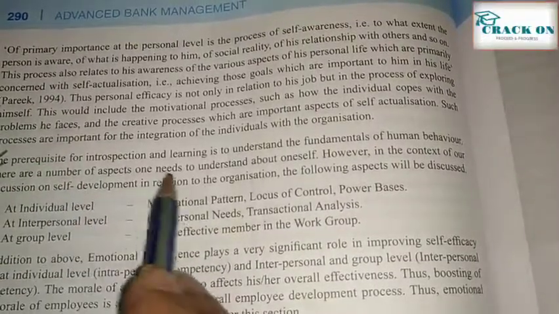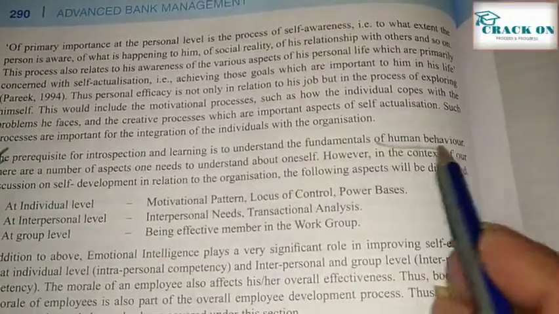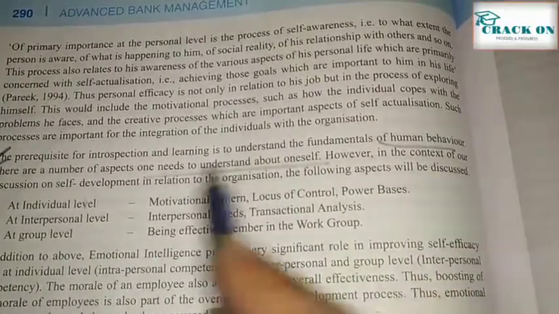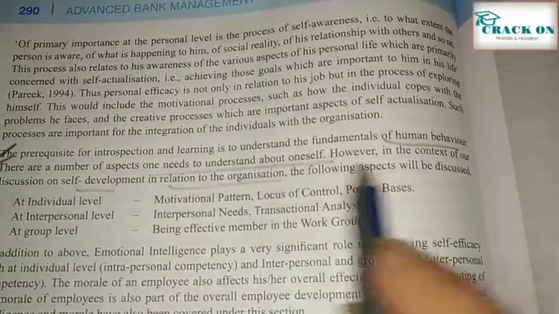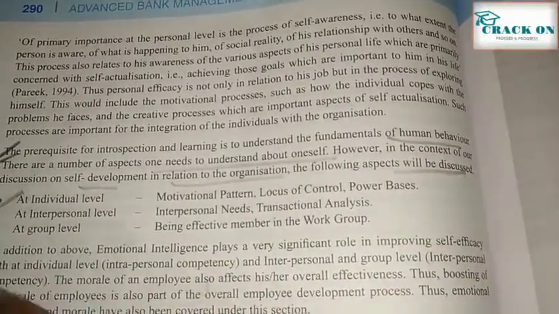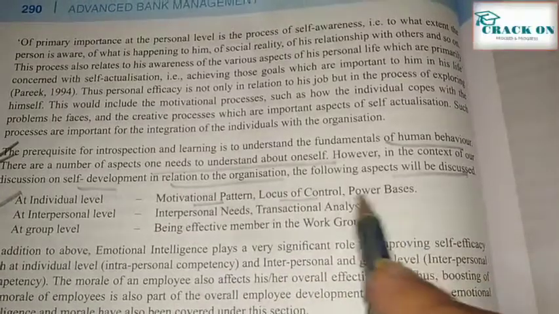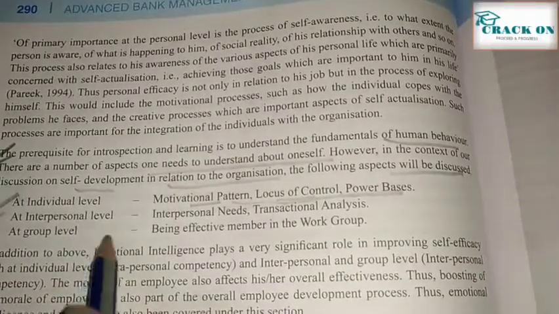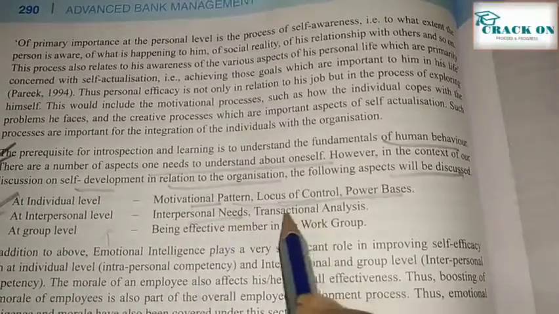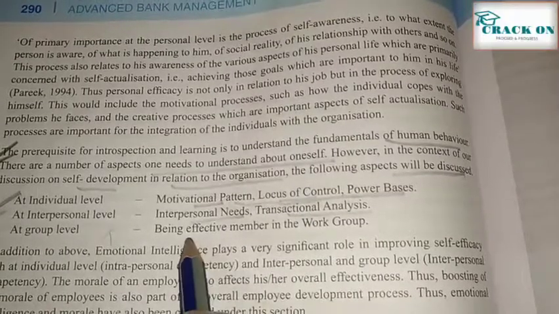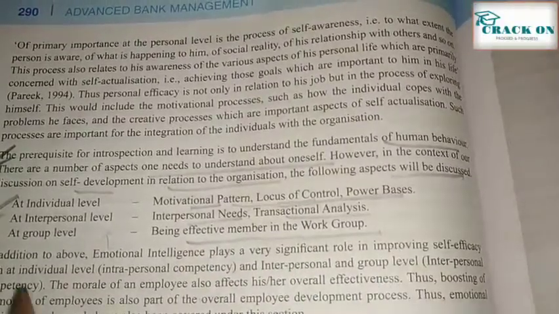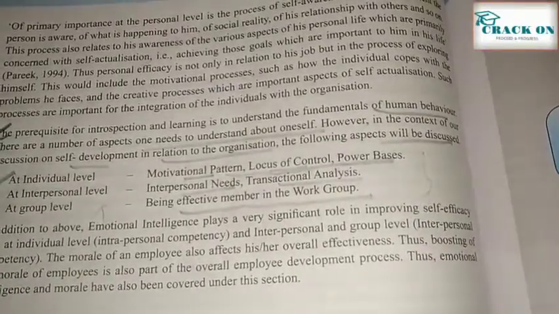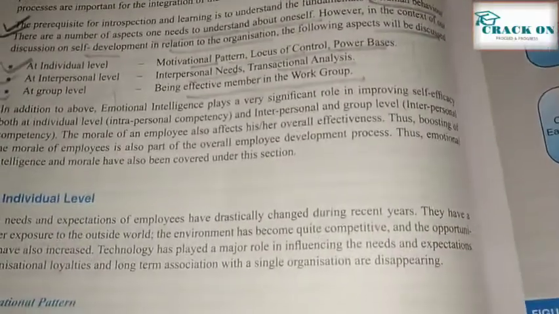The function of introspection and learning is to understand the fundamentals of human behavior. There are a number of aspects. One is to understand ourselves, in the context of our self-development in relation to the organization. The following aspects will be discussed at the individual level: motivation pattern, locus of control, power basis. At the interpersonal level: interpersonal needs, transactional analysis. At the group level: being an effective member in the work group. So these are the things we need to learn. These are the basic things, and we will discuss only some important points.